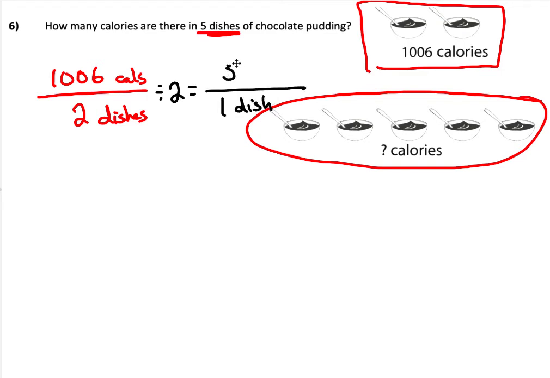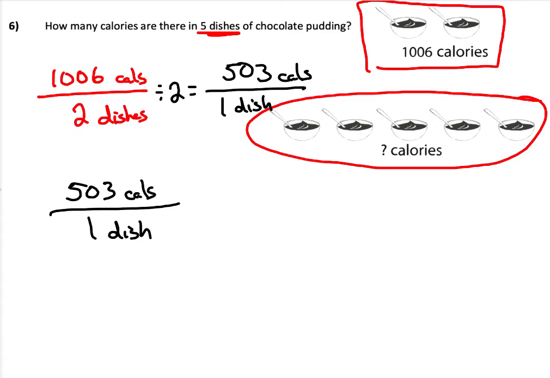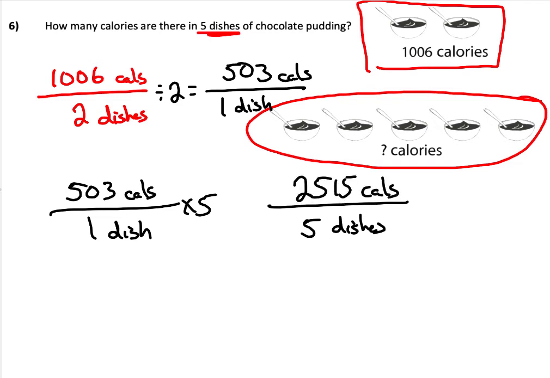And I'm going to find that it's 503 calories per dish, because I divided by 2. Now I'm going to use that unit rate to find out how much it is for 5 dishes. To do that, I'm simply going to multiply by 5. That's how I turn a 1 into a 5. 503 times 5 is 2,515 calories in 5 dishes. So my answer would be 2,515.